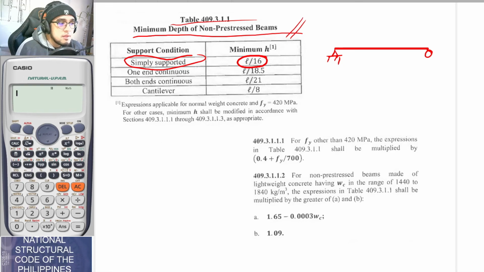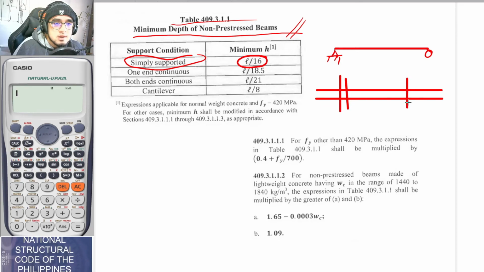But for example, say your beam is to be a continuous one. So let's say that this is your beam, and you have your columns here, and this is to be continuous throughout. So this is a continuous beam. Let's say you are designing this particular area right here. The minimum depth of this is to be L over 21. Okay, so let's have an exercise here.